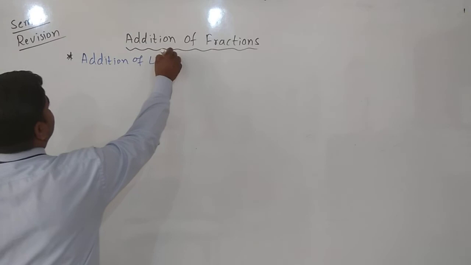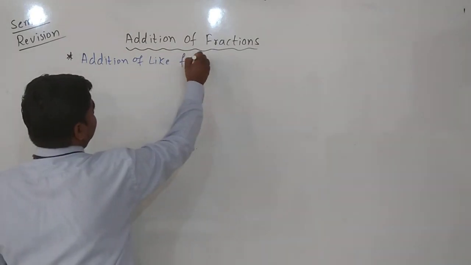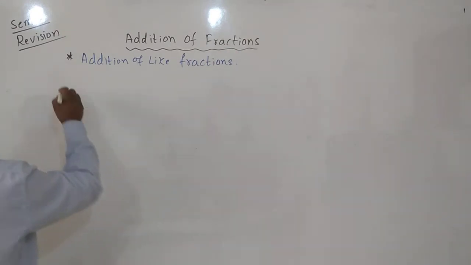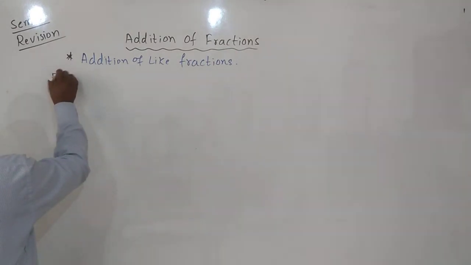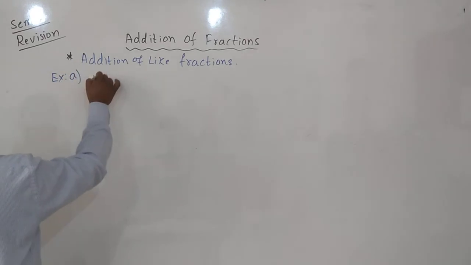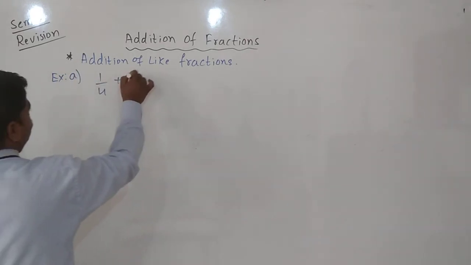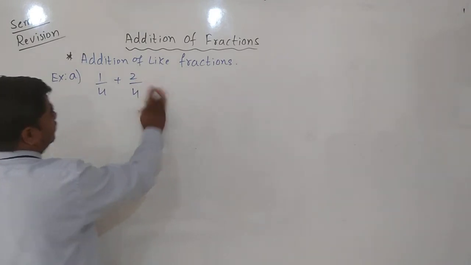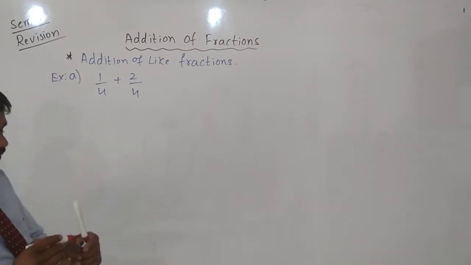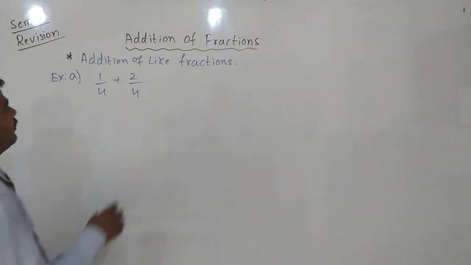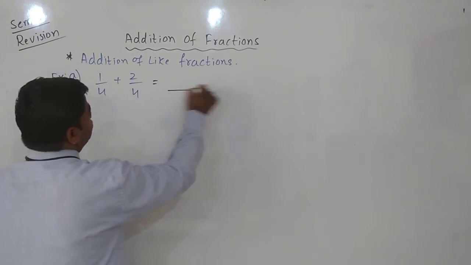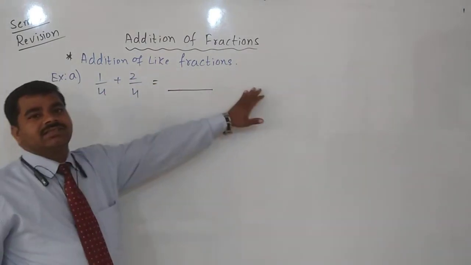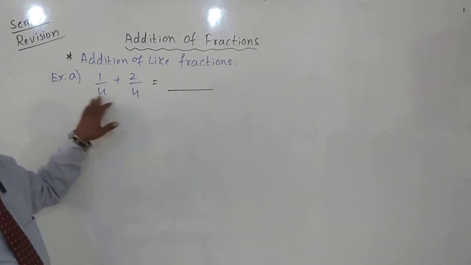Addition of like fractions. For example, 1 by 4 plus 2 by 4. We will take only two fractions, 1 by 4 and 2 by 4. Very simple. First, you take a common denominator. First, you should remember what like fractions are. Fractions having the same denominator are called like fractions.